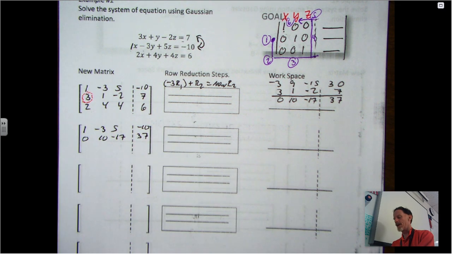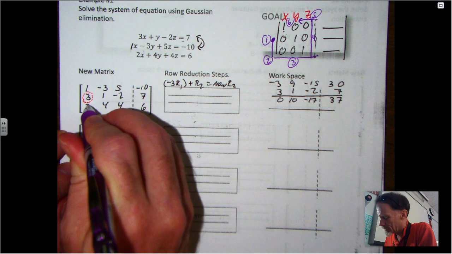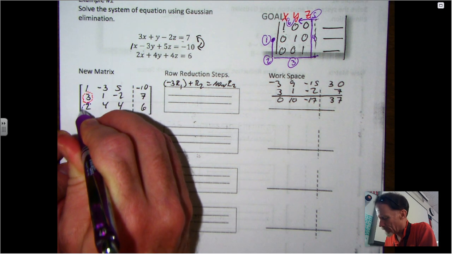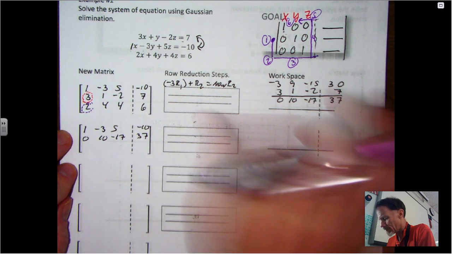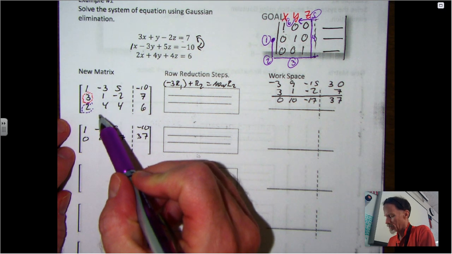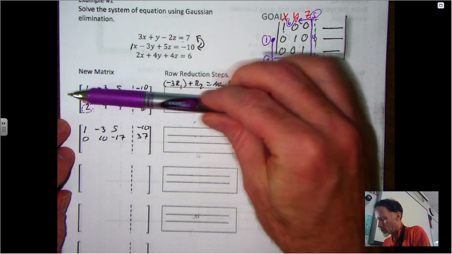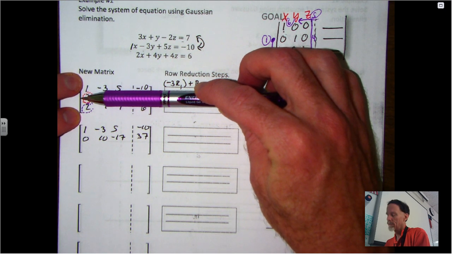Okay. Now, to save space, I'm going to do this in a different color. Now, the next thing I want to do is make this into a 0. I'm going to do this in the same workspace so I have enough room to finish the whole problem. So again, when you're doing this, ignore that second row now. Now we're just looking at the 1 and the 2.